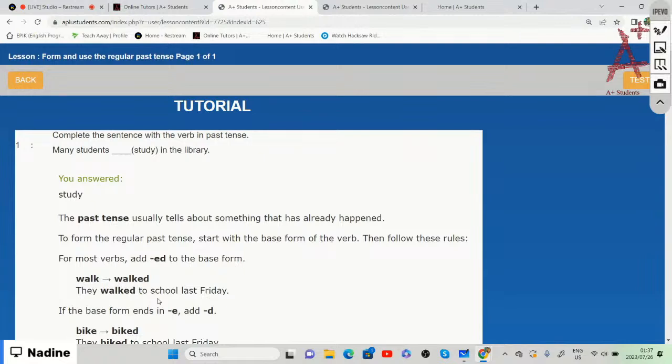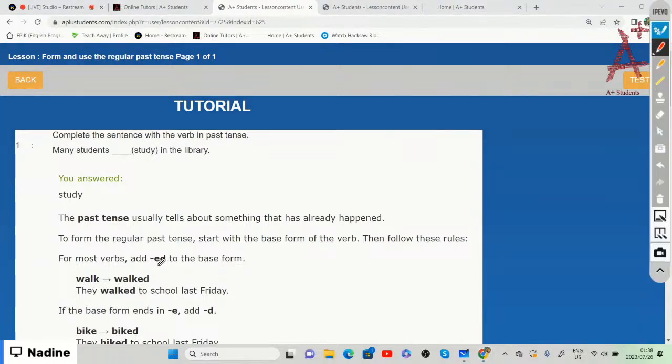So the past tense usually tells about something that has already happened. And to form the regular past tense, you need to start with the base form of the verb. The base form basically shows the present. Then we're going to have to follow the rules. And we said for most regular verbs, we add an ed to the base form. That is basically the rule for most verbs, where we add an ed to the base form and it changes the word from a present tense verb to the regular past tense verb.